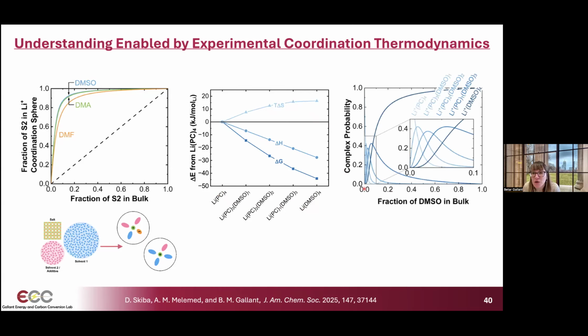And now we can also look at the evolution of the populations in solution. So this is the probability of different complexes, not a complex number probability, but the probability of different complexes in solution as we increase the fraction of DMSO in the bulk. So initially, primarily lithium PC4, but then we start to go through different coordination environments that will minimize the global free energy, and eventually that corresponds to an overwhelming dominance of the DMSO coordinated states.